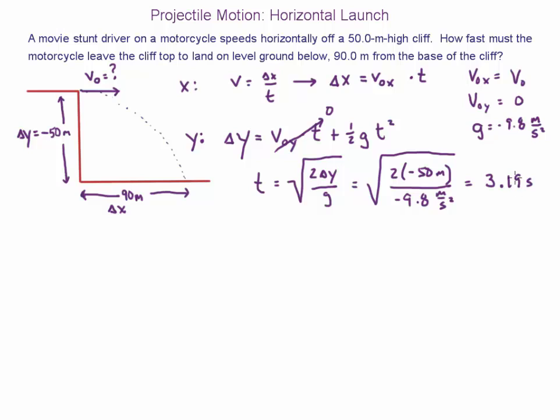Okay, so now that we know this, we can combine that with this equation to find that speed. So V0x, which if you'll recall is how fast the motorcycle is going, is going to be equal to delta x over t. Delta x was 90 meters, and t is 3.19 seconds, which gives us a speed of 28.2 meters per second.